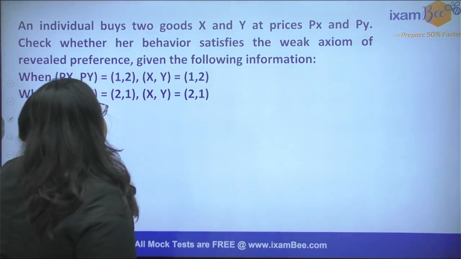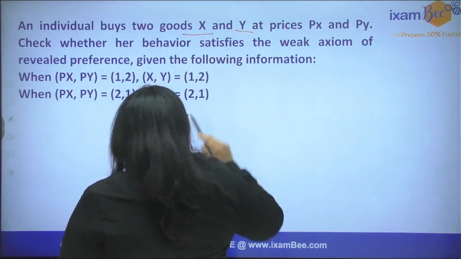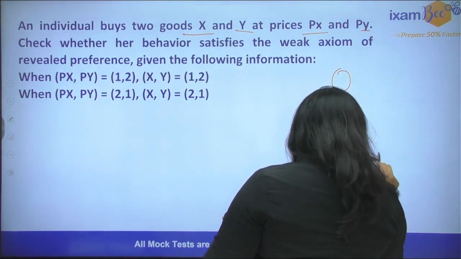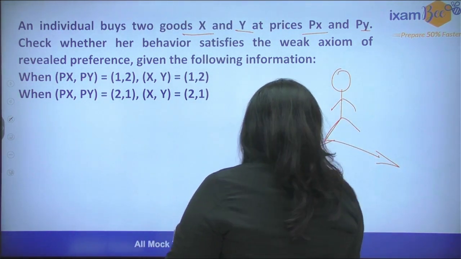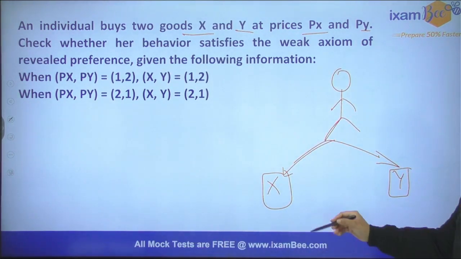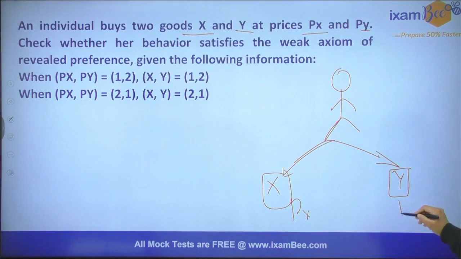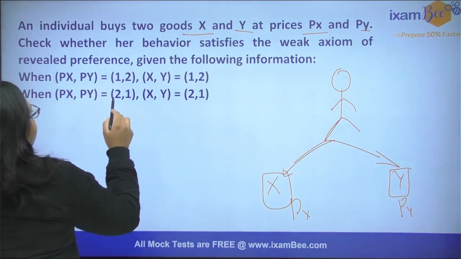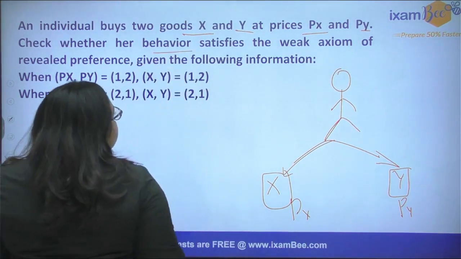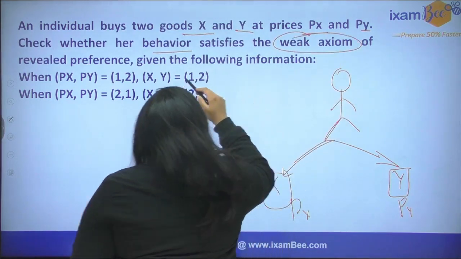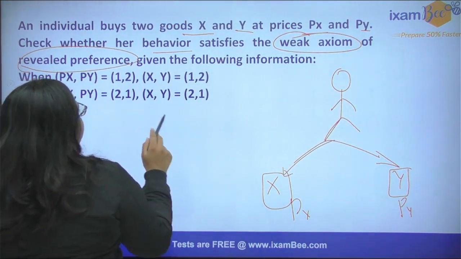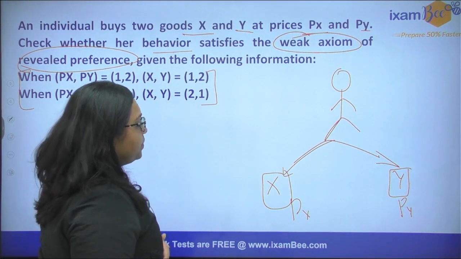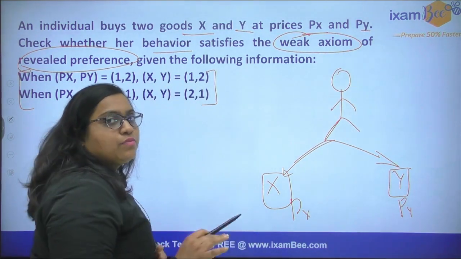Here, the question says that there is an individual who buys 2 goods X and Y at prices Px and Py. So let's say this is the individual and he's buying 2 commodities, one is X and the other is Y, at prices Px and Py. Now, it is mentioned that we have to check whether the behavior satisfies the weak axiom of revealed preference or not. So given these 2 pieces of information, we have to check whether the behavior of the consumer is satisfying the weak axiom of revealed preference or not.